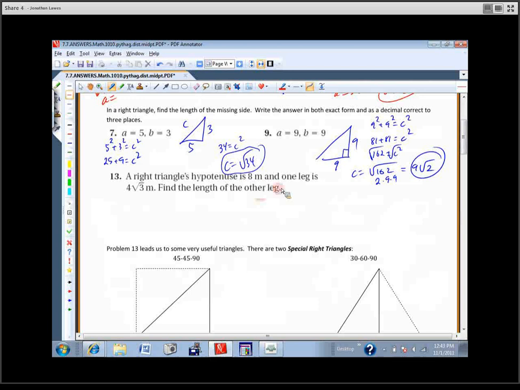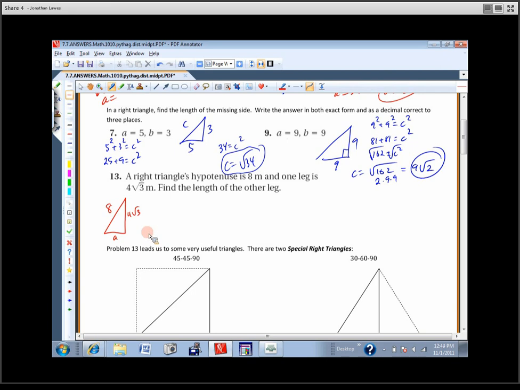All right, let's take a look at the next one. A right triangle's hypotenuse is 8, and one leg is 4 radical 3. Find the length of the other leg. So just like we were doing up above, here's what we've got. Hypotenuse is 8. One of the legs is 4 radical 3, which looks like we're going to be dealing with a really awful problem, but this actually isn't too bad.